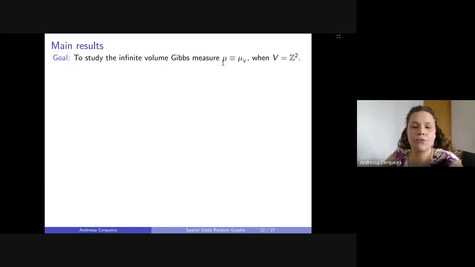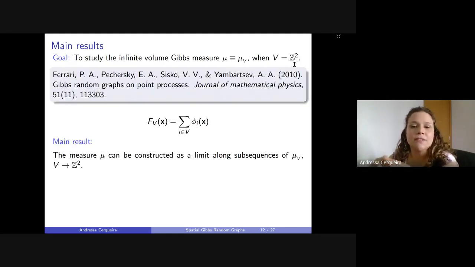So we have the special Gibbs measure μ_V when V is a finite set. And μ is when I'm looking at the entire space, so V is equal to Z^2. I would like to know if this measure exists, if it's unique, or what kind of properties this measure has. This is the question. To answer this question, I would like to come back to this paper from 2010.